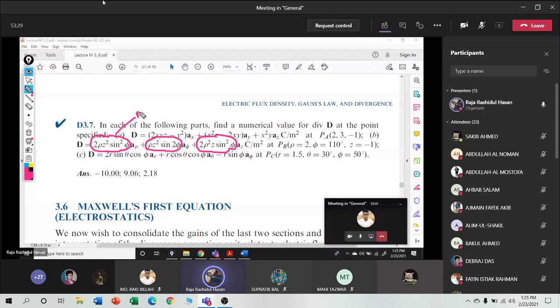This is your d rho, this is your d phi, and this is your dz. And after the differentiation, here you have to again find out the pb. The rho phi z value is given, so you have to put this value after the differentiation. পারা যাবে?